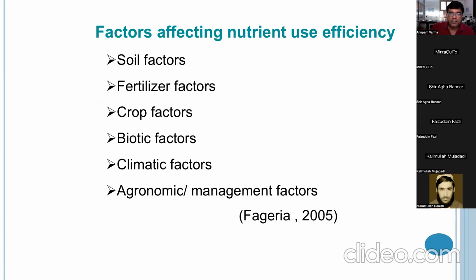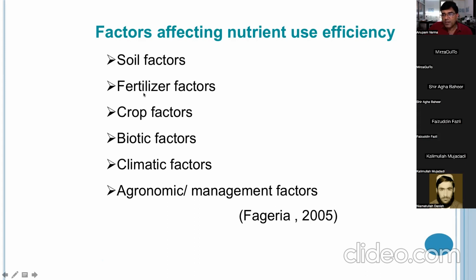So there are 6 factors that have been listed here. Soil factors: certain properties of the soil will affect the nutrient use efficiency. Good soil properties will give you better nutrient use efficiency. If your soil structure is not good, if soil erosion happens, if pH of the soil is not good, if cation exchange capacity of soil is low, then because of these reasons, your nutrient use efficiency of fertilizer or nutrients will be low.